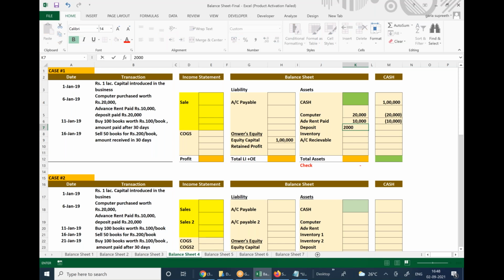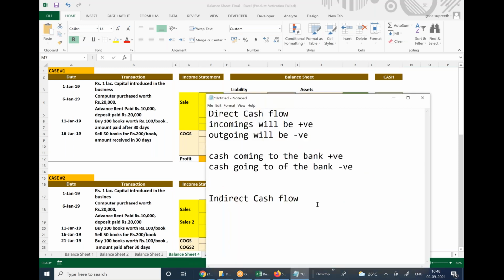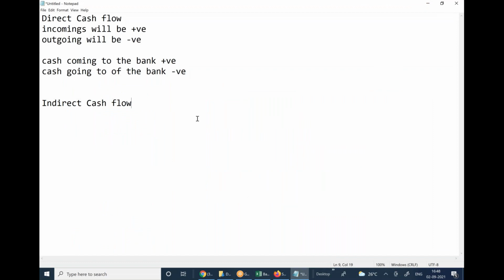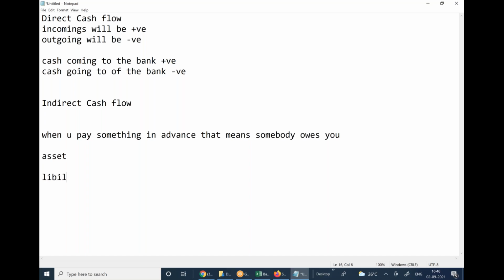Now you might get confused. How is prepaid, deposit, everything coming into the assets? One thing I will tell you: when you pay something in advance, that means somebody owes you. When somebody owes you, it becomes an asset. When you owe somebody, that becomes a liability. It's exactly opposite to that.